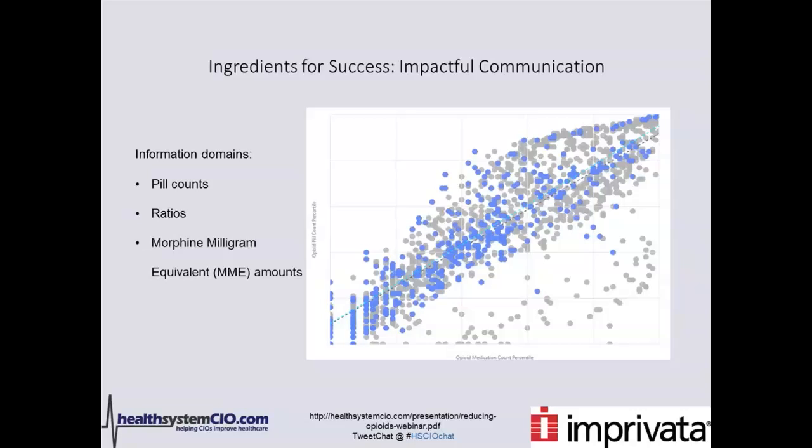We provide, as you can see on that dotted black line, the overall trend in the organization. The blue line shows the trend in that context, so they can easily see: are they doing better than the organization or worse?